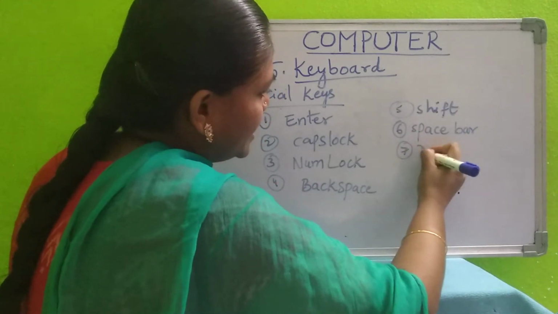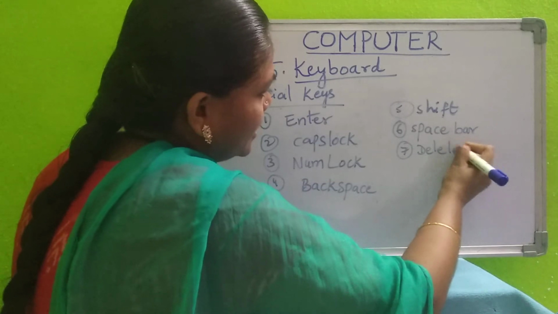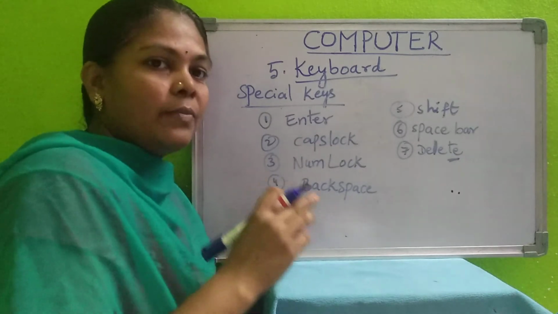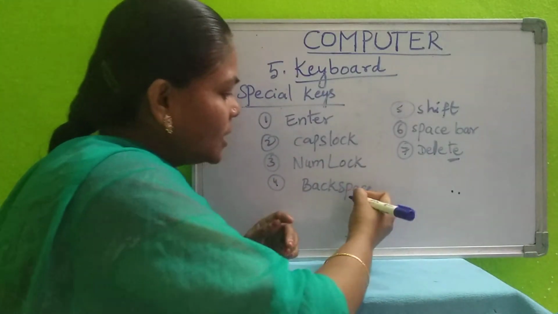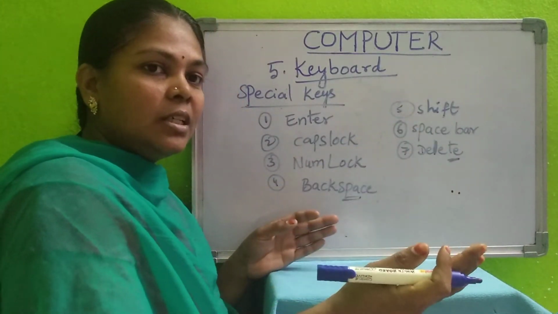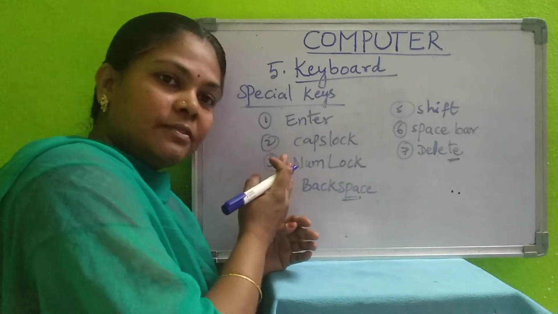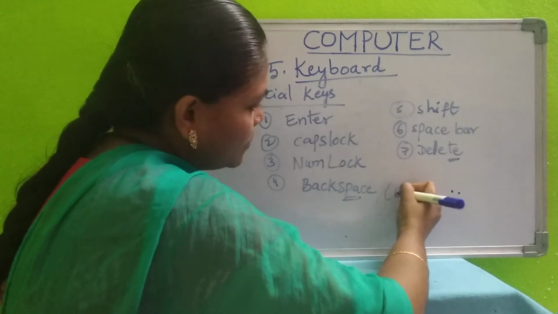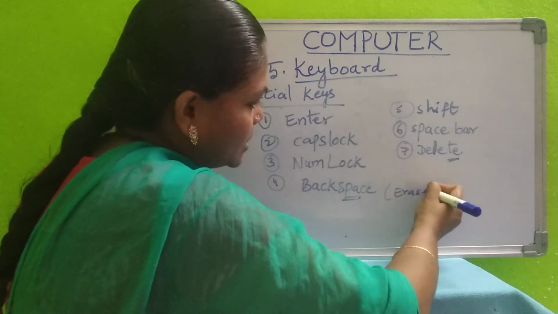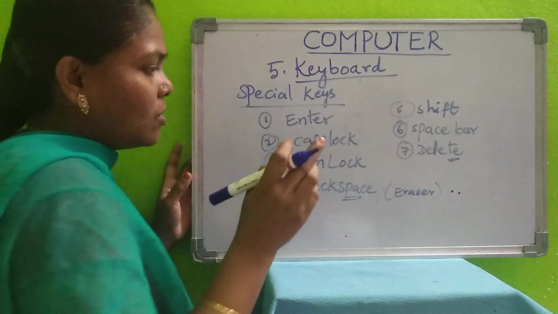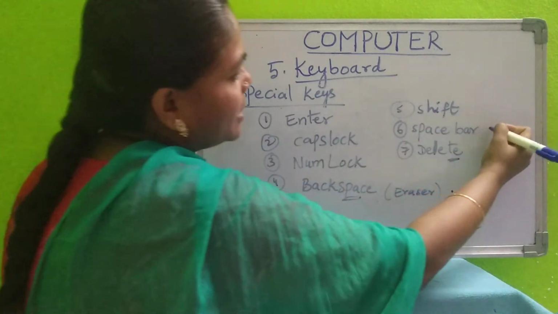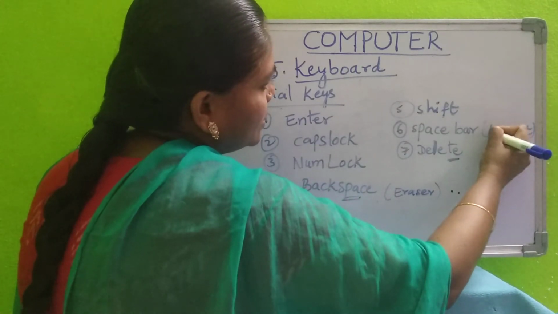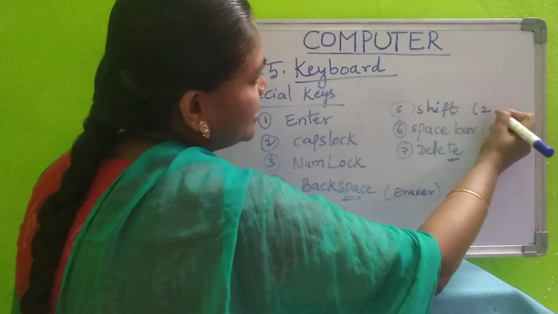Seventh is delete key to erase the letters or numbers. So delete key erases the letters or numbers which are on the right side of the cursor. Backspace key erases the letters or numbers which are on the left side of the cursor. This is right side and this is left side. Which one works like an eraser? Backspace key. This is also called an eraser. The space bar is the longest key on keyboard. Remember, how many shift keys are there? Two shift keys.